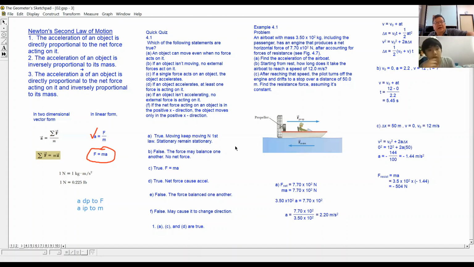So to say that if the force is in positive x, the motion must be positive x is wrong. It will cause it to turn only. It will not cause it to move in the same direction. So that is false.